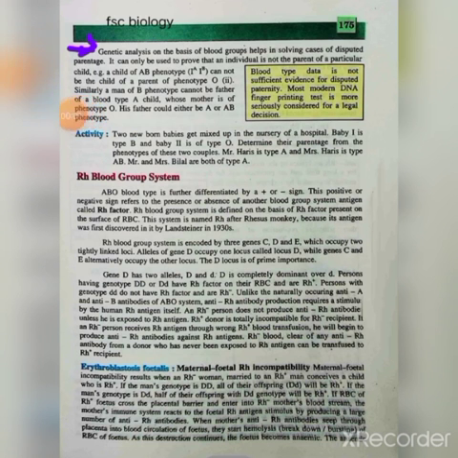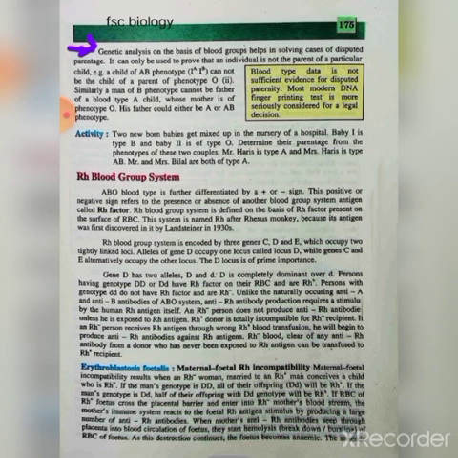Now, the significant uses of blood group studies. Genetic analysis on the basis of blood groups helps in solving cases of disputed parentage. It can only be used to prove that an individual is not the parent of a particular child. A child of AB, IA, and B cannot be the child of a parent of phenotype O. Similarly, a man of B phenotype cannot be the father of a blood type A child whose mother is of phenotype O. The father could be either A or AB phenotype.